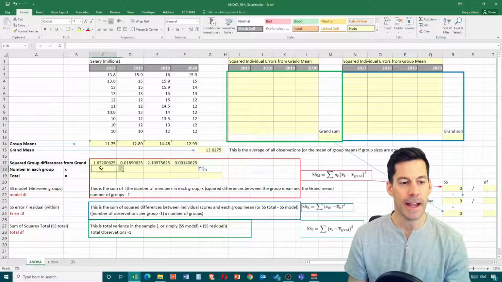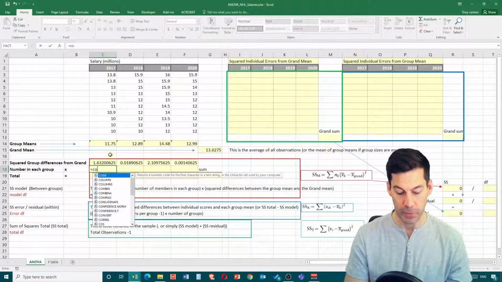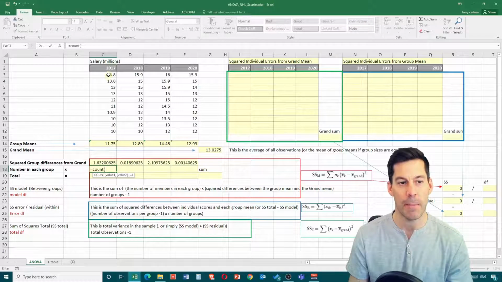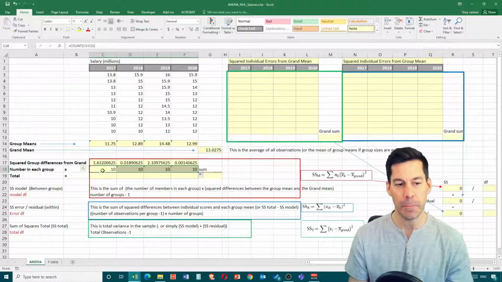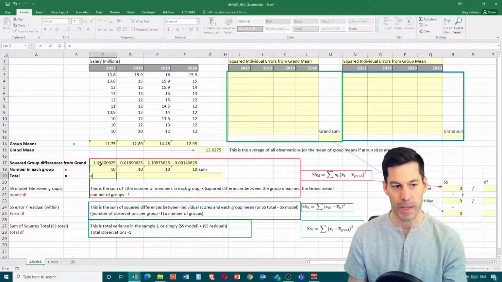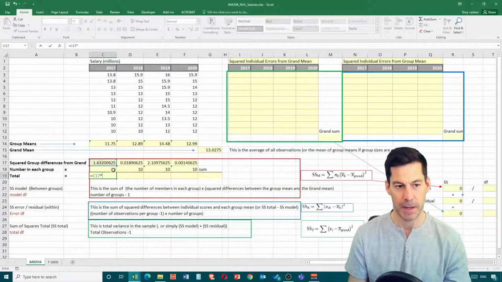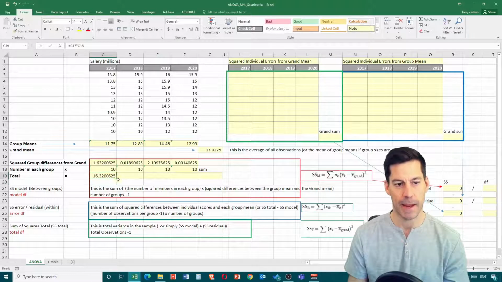Now, the next thing I need to know is the number of observations in each group. I know it's 10. Another way I could do that, if I didn't know how many were in it, is by saying equals count and grabbing the list. So I can do that, grab 10, drag that over. And now I just multiply the squared group differences from the mean times the number in each group to give me my total. So equals that multiplied by that, and drag that over.